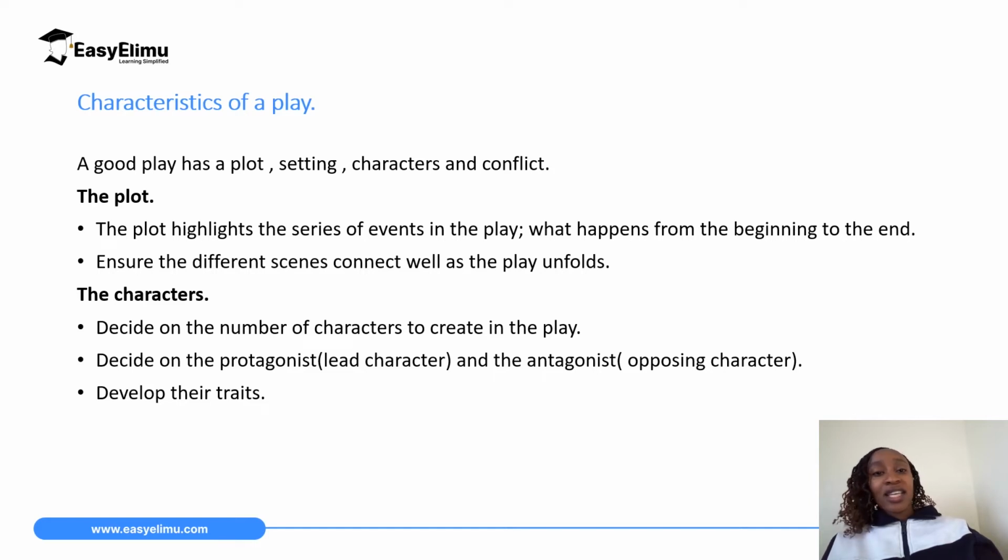Are they kind? Are they unkind? Are they rude? Are they polite? Are they impolite? Those are called character traits. So before you start writing your play, ensure that you know, I want X amount of characters. I want this character to have these traits, this other character to have these traits, and so on.